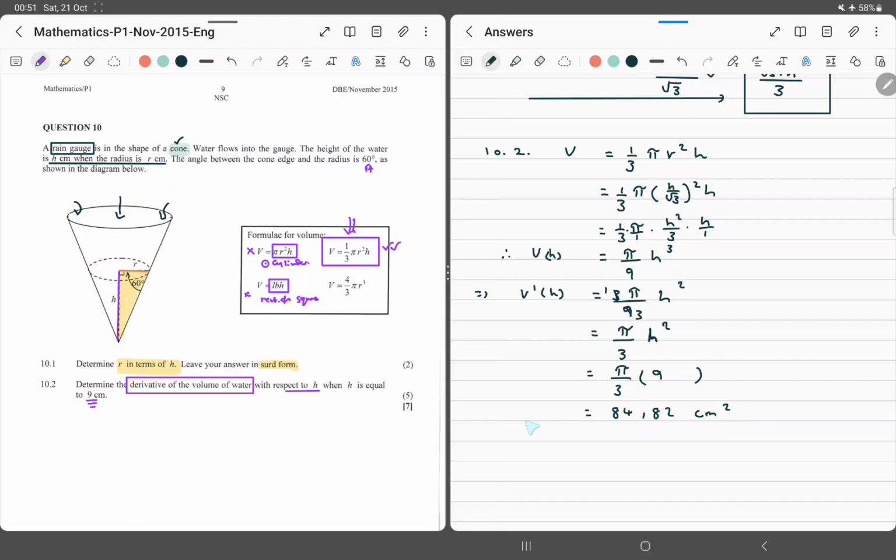But you're trying to track it. So this is the derivative in terms of h when h is 9. So we can see this gives us an area, essentially. So these are our 5 marks. So let's have a look at it.